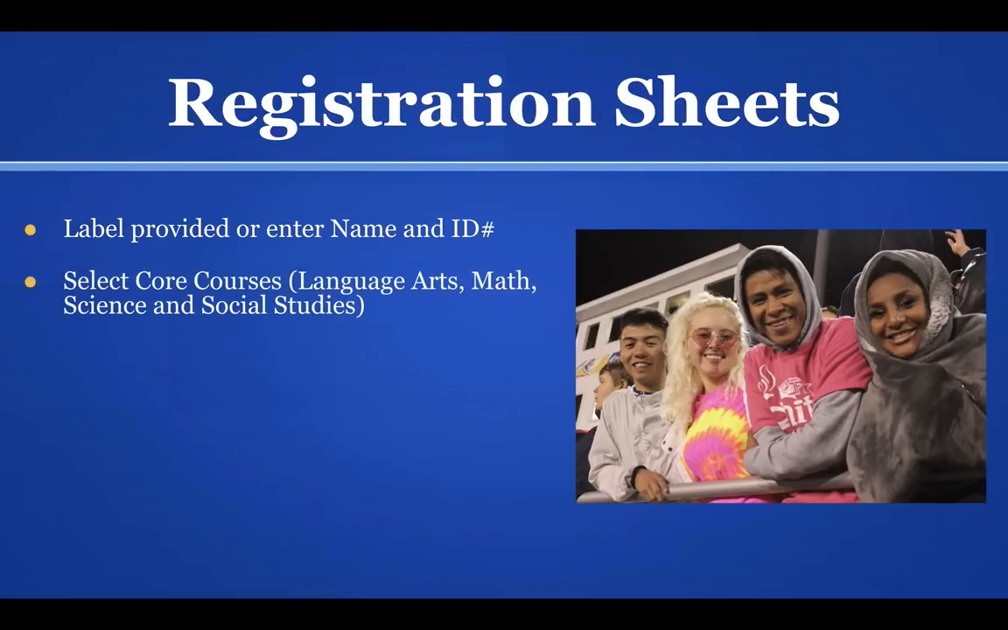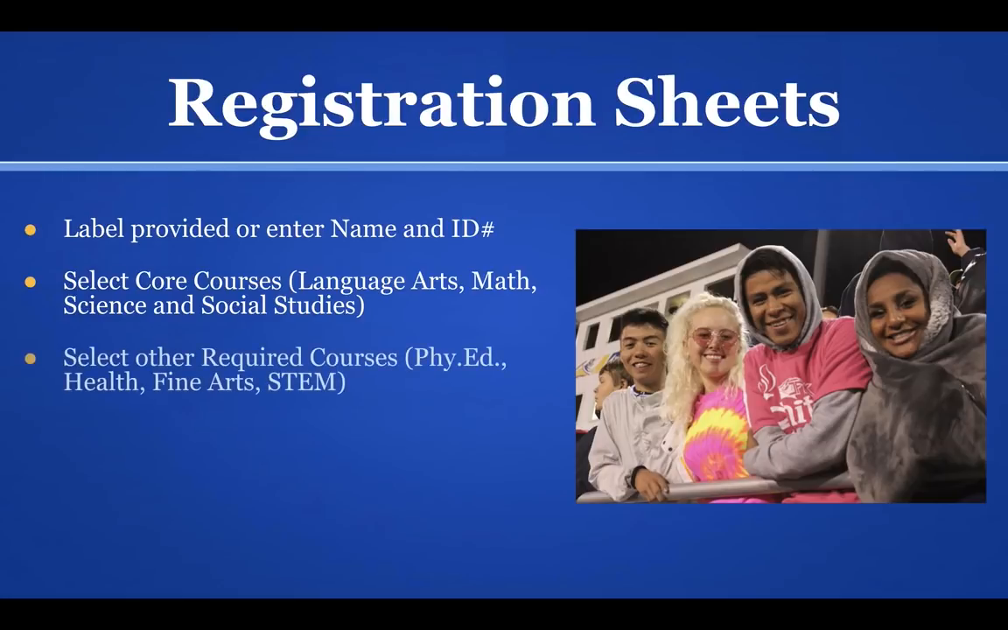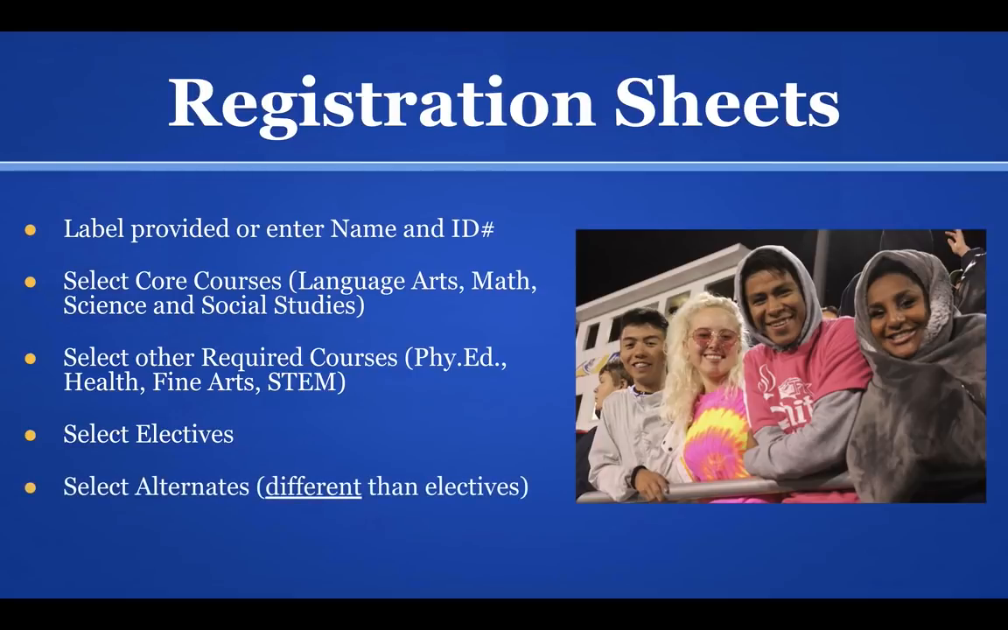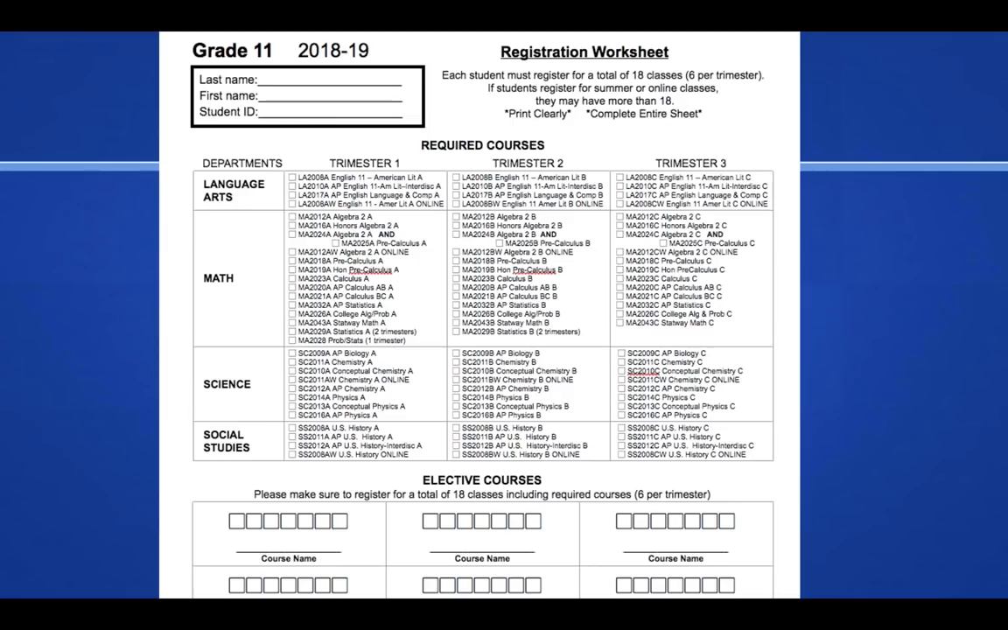The first thing you're going to do is select your core classes, like your language arts, math, science, and social studies classes. Next, you'll pick any other required classes that you need, the Phy-Ed, Health, Fine Arts, or STEM courses. Then you'll write in your electives, such as AVID, World Language, other elective classes you're interested in. And then at the bottom is where you select the alternates, which are different than the electives. So for example, if you chose Intro to Foods as an elective, you would not put Intro to Foods down as an alternate, since I already know you want that as an elective.